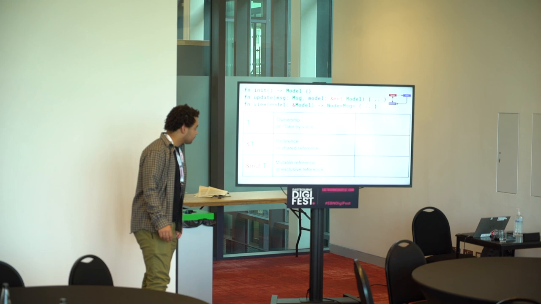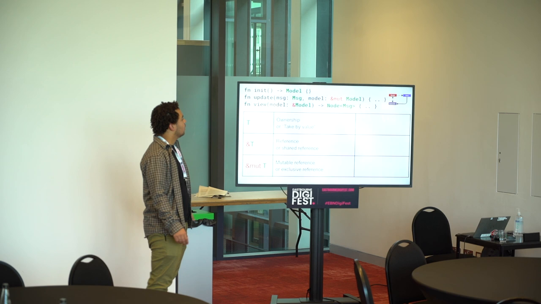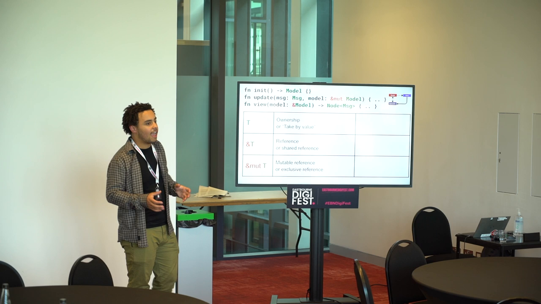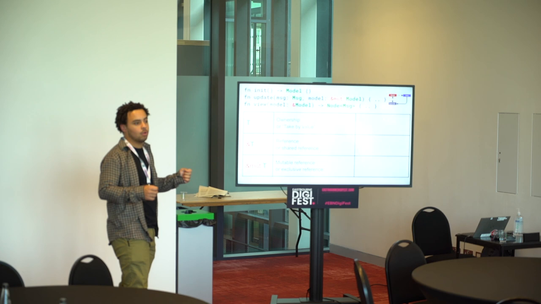So when we just write the type on its own, like we write T, that represents taking ownership of that value. In Rust, every value has an owner. There is only ever one owner. And that owner is responsible for destroying that value. And the owner is always tracked.